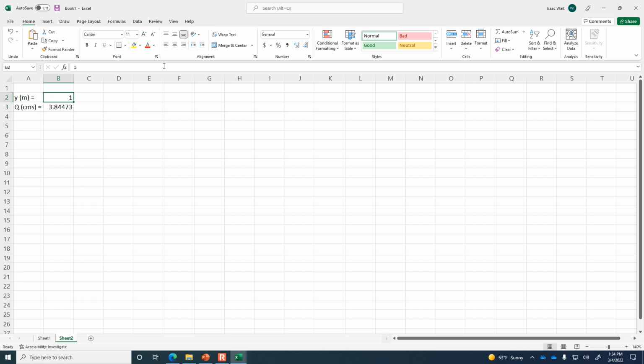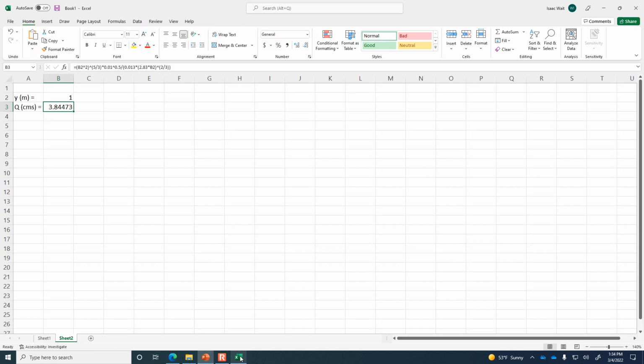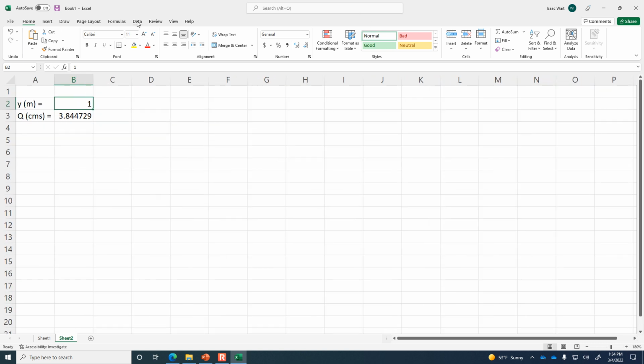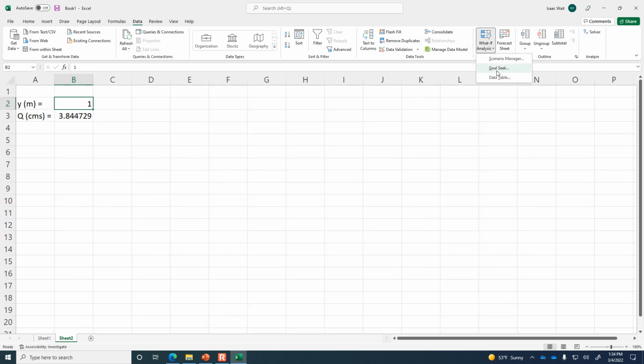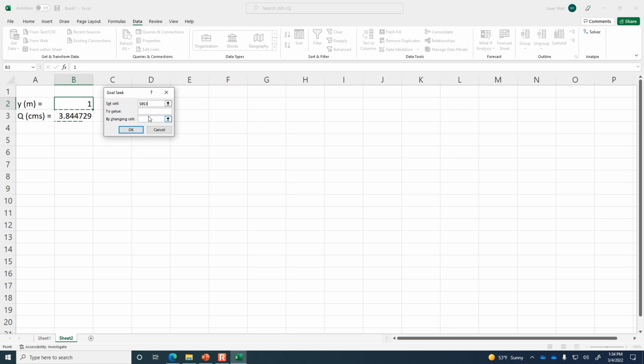So for a depth of 1, that would give us a flow rate of 2.5. So what we want to see is what depth gives us a flow rate of 2.5. That's the target flow rate that this example is asking about. So we could change using goal seek. Set the flow rate to 2.5 by changing the depth.